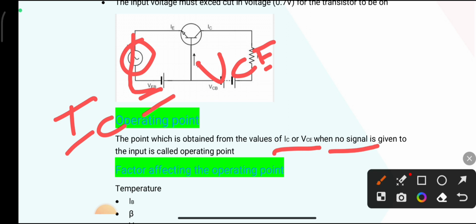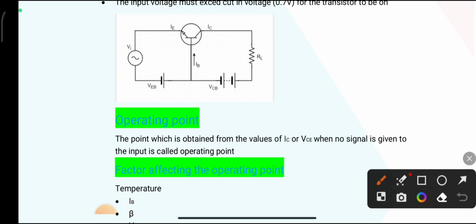For the amplifier, the operating point must lie in the middle of the active region. In case the operating point is shifted towards the saturation point or towards the cutoff region, we get the output in distorted or clipped form, and some part of the input signal cannot be shown in the output. That's why the operating point must lie in the active region.